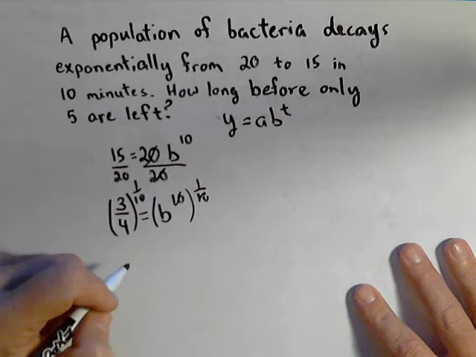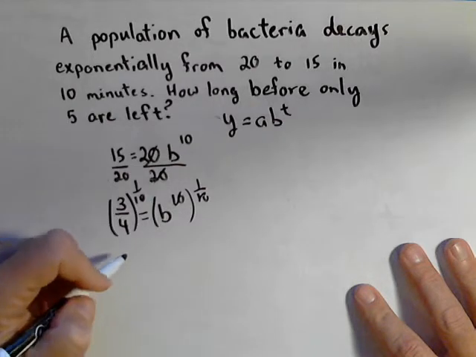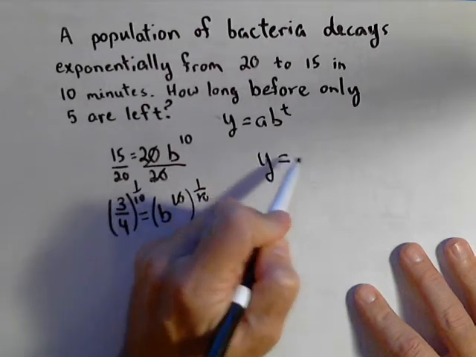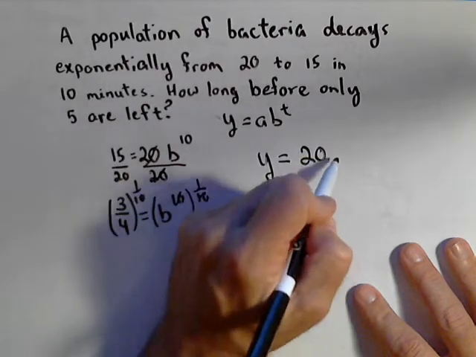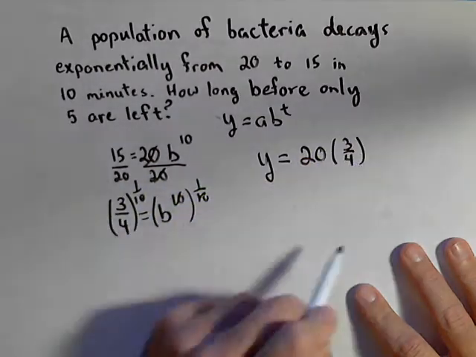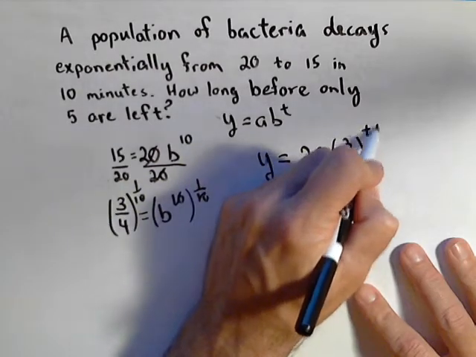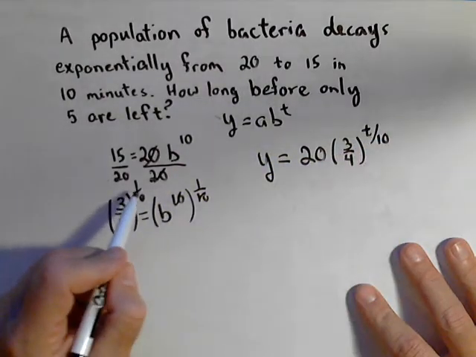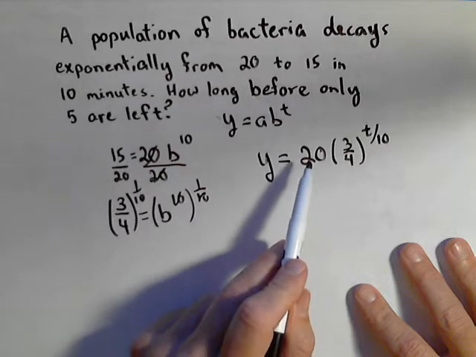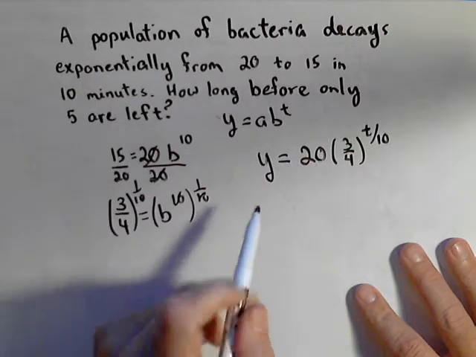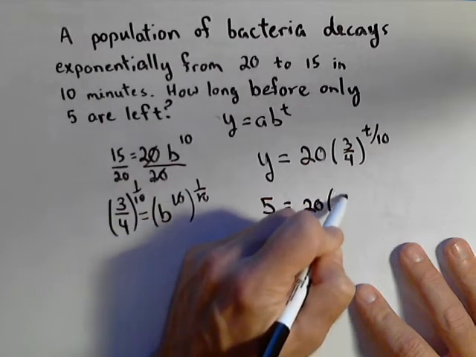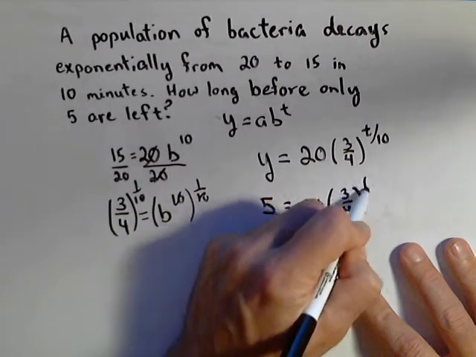So I can build my model. I'm going to use 20 as my initial, saying that that's where it started. So my model is going to be y equals 20 times 3/4, and the way I'm going to write this is t over 10, because I'd have 1/10 to the t. Those multiply, so I get t over 10. There's my model. I want to know when this gets down to 5. So 5 equals 20 times 3/4 to the t over 10.